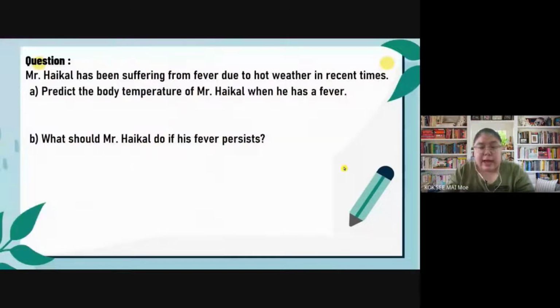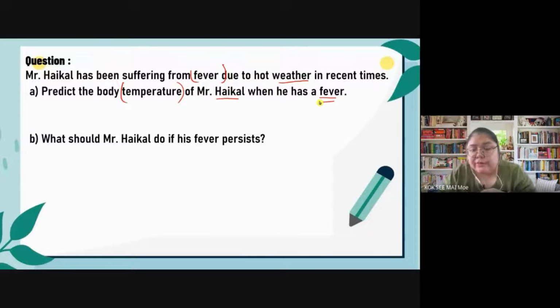Okay, now we go to answer some of the questions. Mr. Haika is suffering from a fever due to the hot weather. So in the recent time, we predict the body temperature of Mr. Haika. We need to find out what the temperature of Mr. Haika is when he has a fever.